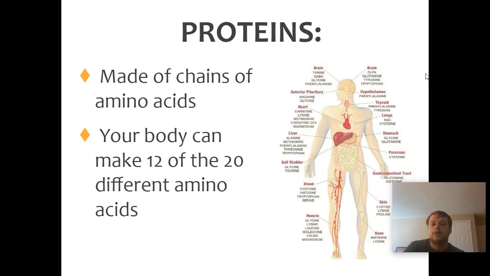Proteins are made out of amino acid chains, which we've learned about as well. And your body only makes 12 of your 20 different amino acids. So the other 8 you get from your diet. We'll learn more about those 20 different amino acids when we move into using a codon wheel later in this unit.